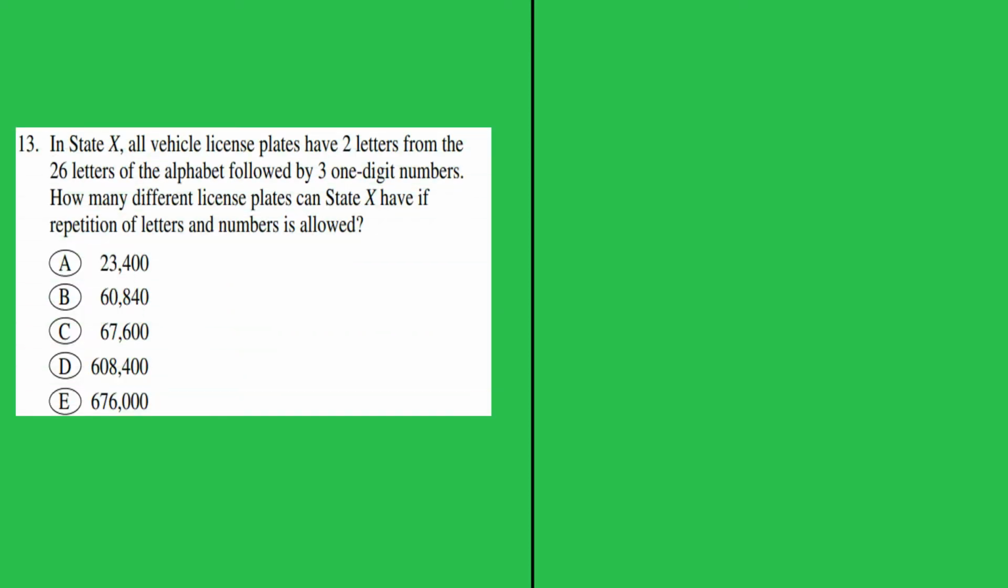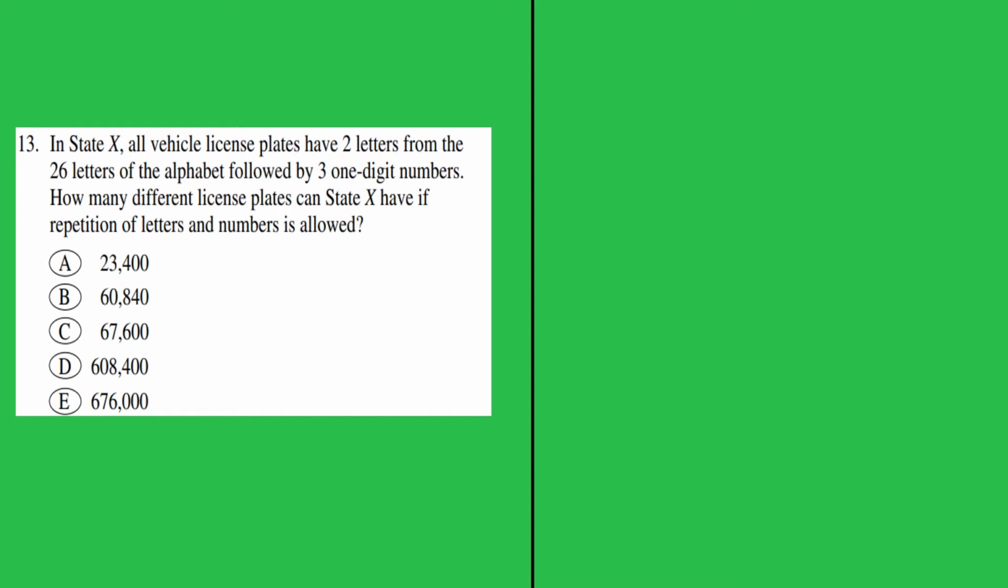Question 13 says, in state X, all vehicle license plates have 2 letters from 26 letters of the alphabet, followed by 3 one-digit numbers. Since the first 2 are letters, the first position can be filled in 26 ways. The second letter can again be selected in 26 different ways. The third, which is a single digit number, can be obtained by 10 possible outcomes: 0, 1, 2, 3, 4, 5, 6, 7, 8, 9. So 10 possibilities. Like that, there are 3 one-digit numbers.